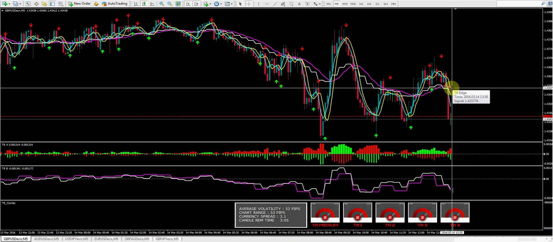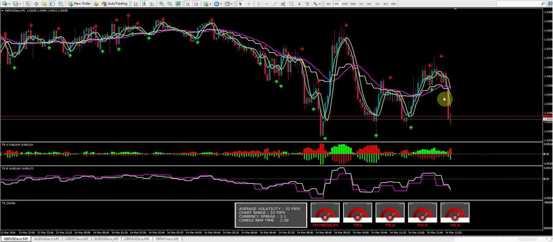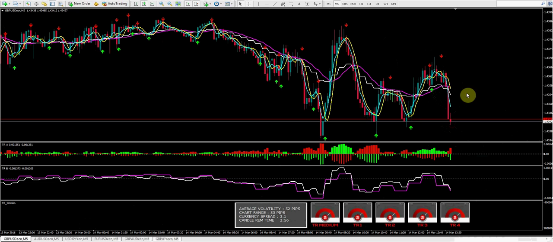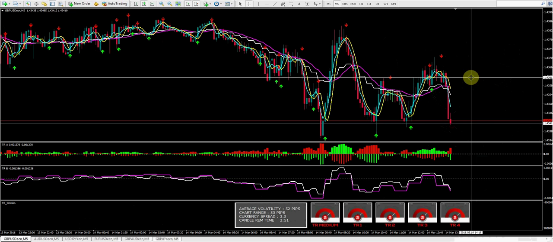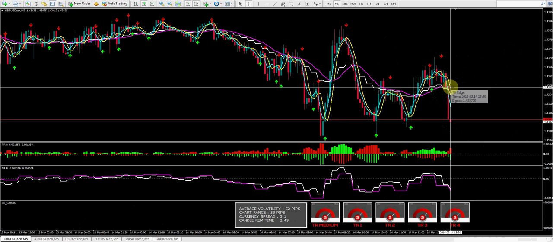So we could have actually gotten into this trade way up here and easily hit our profit target. So I might not take this opportunity, but if you're one of the individuals that has already purchased this system, you most likely did see this.